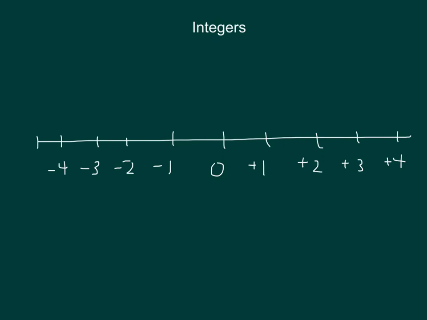This is our first video on integers, and today's lesson is on comparing positive and negative numbers. All the numbers that you see here on the number line are called integers, and for today's lesson we're just going to learn which ones are higher and which ones are lower.